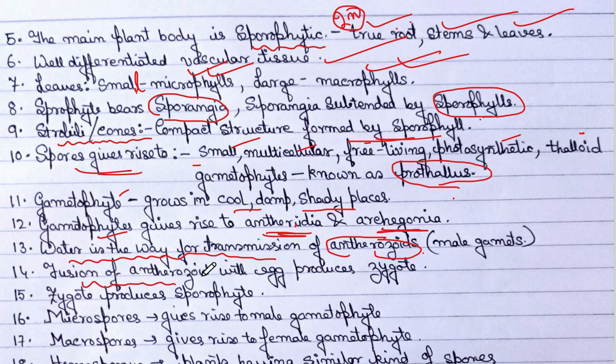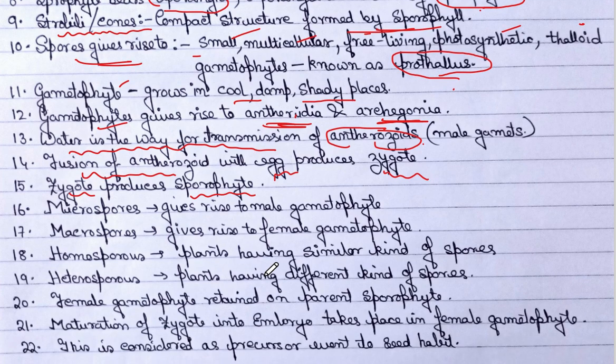Now fusion of an antherozoid with the egg produces the zygote. The zygote again produces the sporophyte. Now here there are two types of spores: microspores, which give rise to the male gametophyte, and macrospores, which give rise to the female gametophyte.